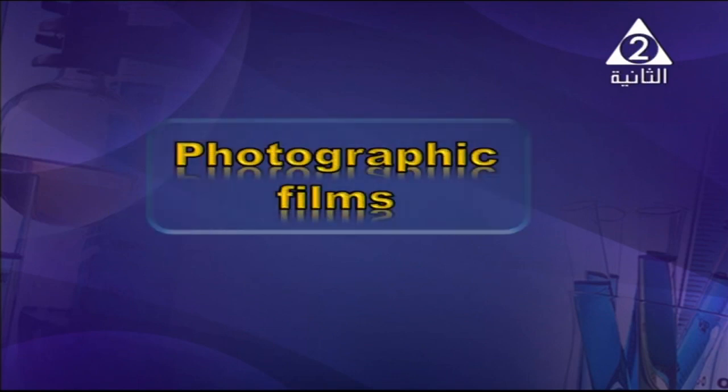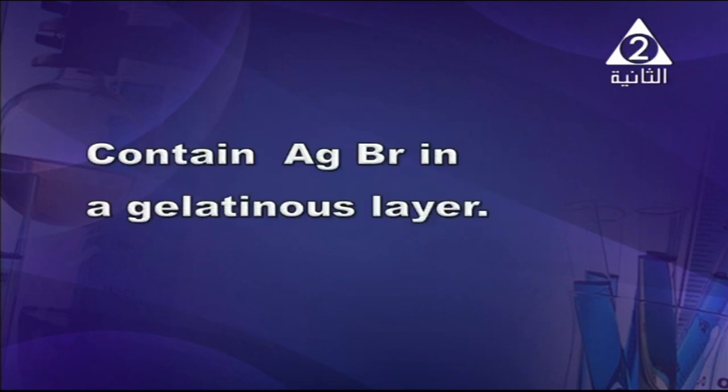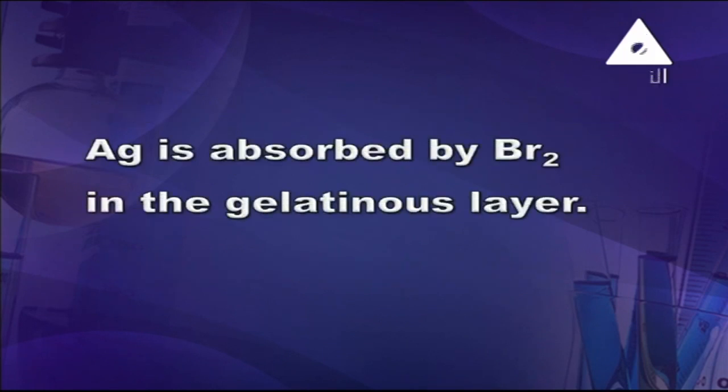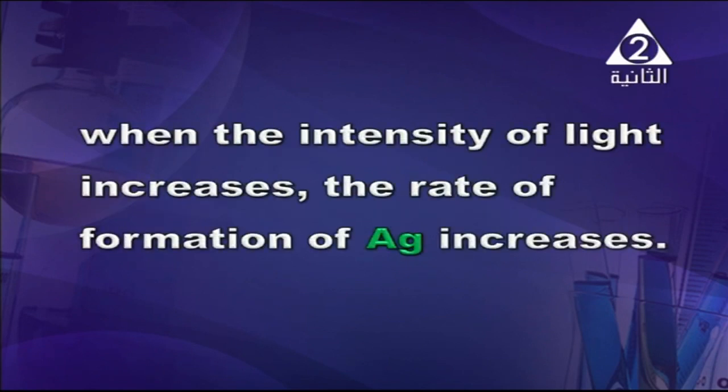Here is another example for the effect of light, which is photographic films. They contain silver bromide in a gelatinous layer. When light falls on the photographic film, the silver ion gains an electron from the bromide ion, changing silver ion to silver metal. This reduction process makes the silver neutral, so the silver is absorbed by the bromine in the gelatinous layer. When the intensity of the light increases, the rate of formation of silver increases.